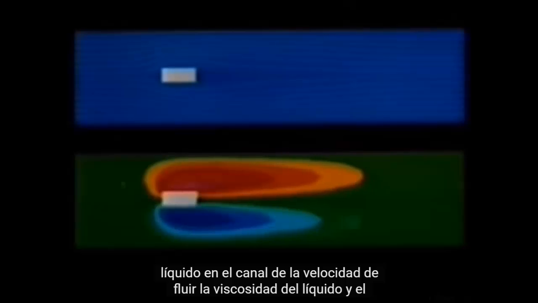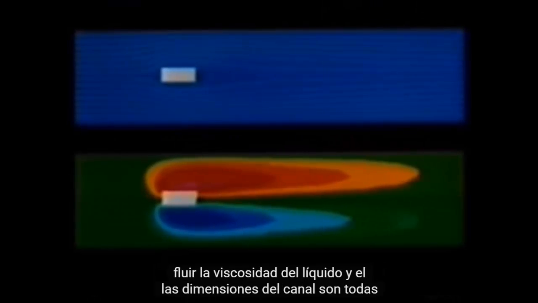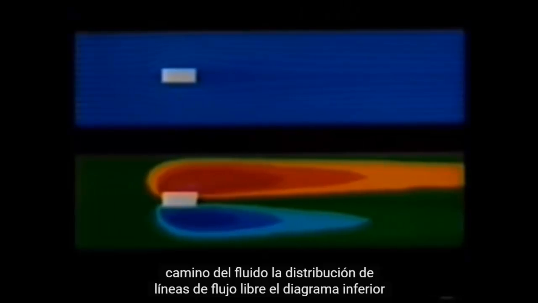In this example, we're simulating a channel containing a rectangular block obstruction. The finite element mesh is based on triangular elements. We introduce a steady flow of liquid into the channel. The speed of flow, the viscosity of the liquid, and the dimensions of the channel are all specified. The upper diagram shows the path of the fluid, the distribution of free streamlines. The lower diagram shows what are called stationary streamlines. It contains the same information as the upper diagram, except that the uniform velocity of unobstructed steady flow has been subtracted in such a way as to exaggerate and clarify the small variations we wish to study.